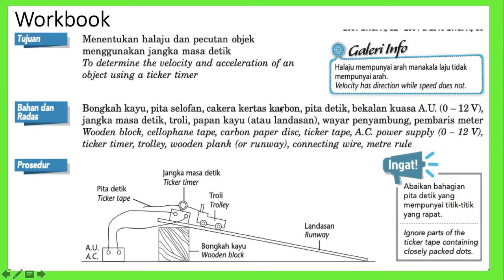This experiment is to determine the velocity and acceleration of an object using a ticker timer. The apparatus and materials needed are a wooden block, cellophane tape, carbon paper, a ticker tape power supply, a ticker timer, a trolley, a wooden plank or runway, connecting wire, and also a meter rule.